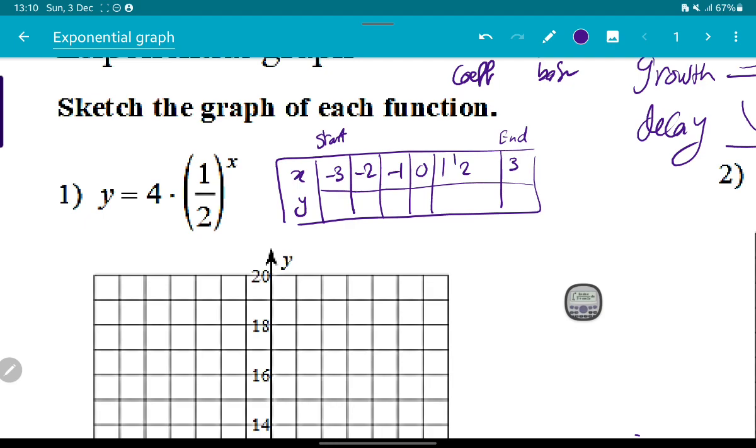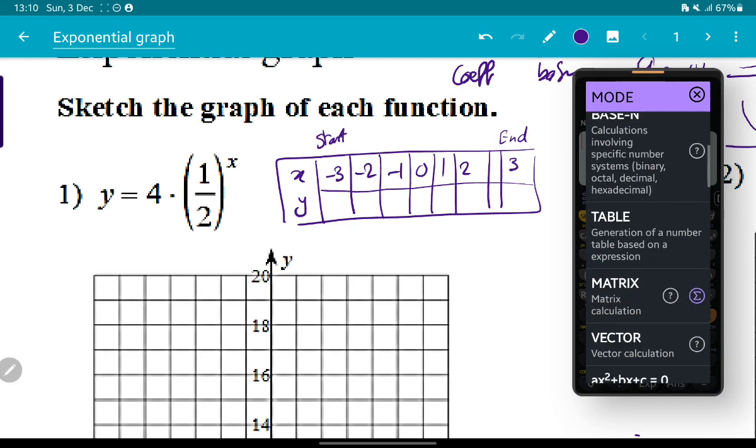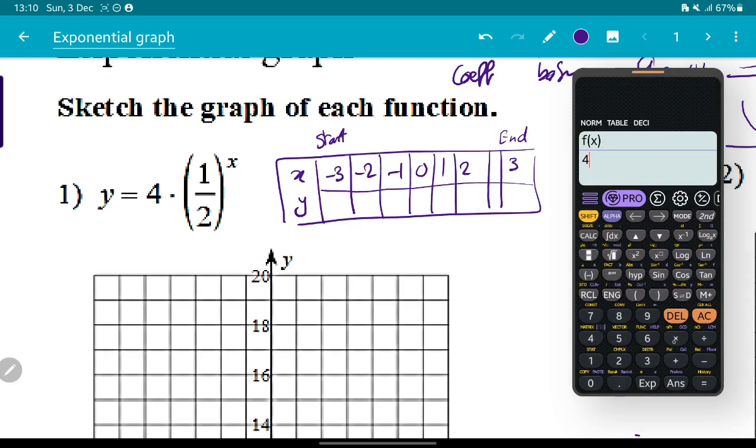How to find the values of y? This part is by a calculator. Mode, then you choose table, write the function. It's 4 multiplied by the fraction one half, and its power x. Then the start is -3 and the end is 3, and we are going step one by one. Then the calculator will give you these values. With -3 it's 32, then 16, then 8, 4, 2, 1, half, 1 over 4.